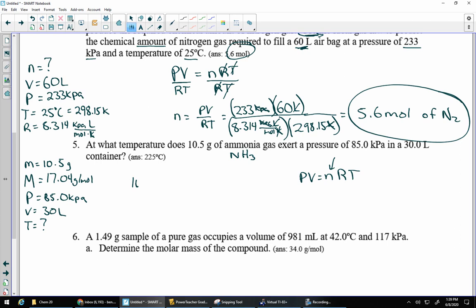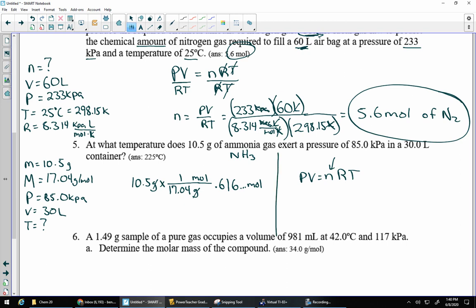I could start with 10.5 grams. I want to cancel out grams, so grams has to go on the bottom. I want to end up with moles, so moles have to be on the top. It's 17.04 grams for every 1 mole. Nice, so 10.5 divided by 17.04. Let's see, that's 0.616 moles. Nice, so we now know the number of moles.